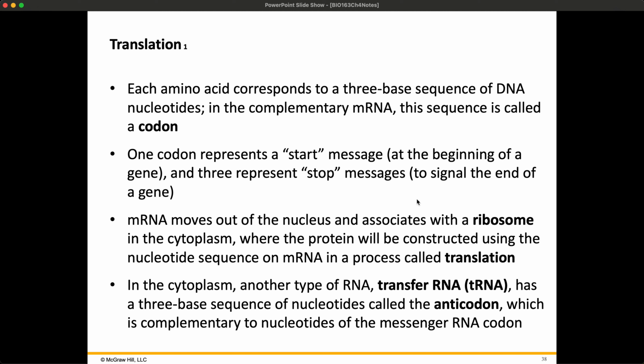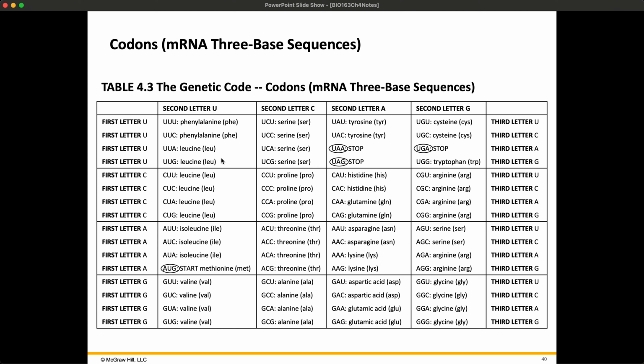mRNA comes out of the nucleus and finds a ribosome in the cytoplasm. That's where the protein will be constructed using that nucleotide sequence. In the cytoplasm, another type of RNA called transfer RNA, your tRNA, has a 3-base sequence of nucleotides called the anticodon, which is complementary to the messenger RNA codon. So your messenger RNA has the translated strand. Your tRNA, each tRNA molecule, and I think I'm going to just jump ahead a little bit here. I know this looks really confusing, but let's just talk about it.